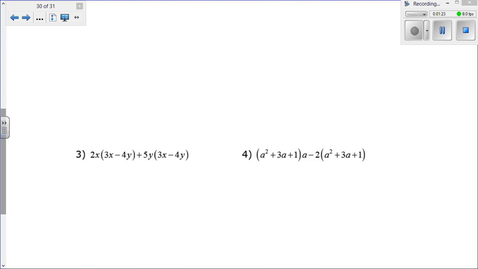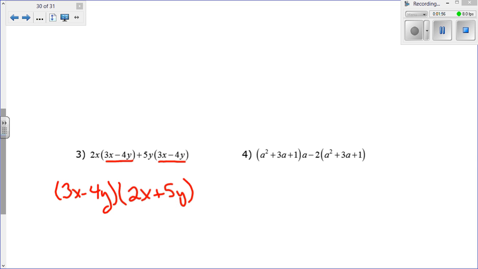For number 3, I've already done part of the factoring. If you notice, 3x minus 4y is inside both of my parentheses. This is now my GCF. My GCF is a binomial, so my GCF is 3x minus 4y. And when I factor that out of both, I'm left with 2x plus 5y.